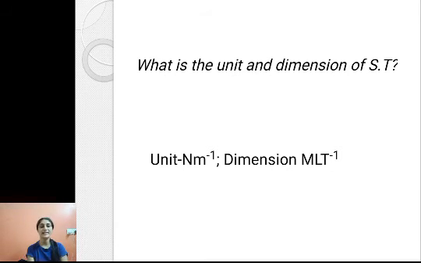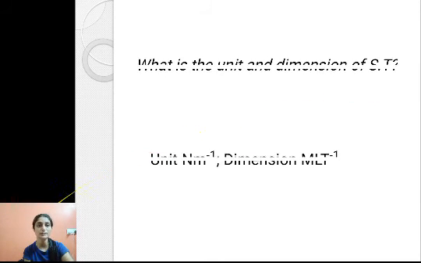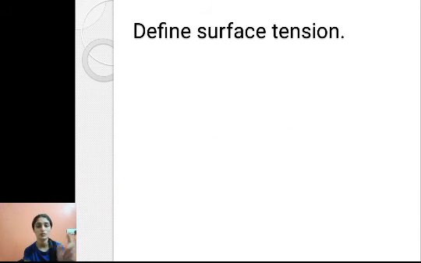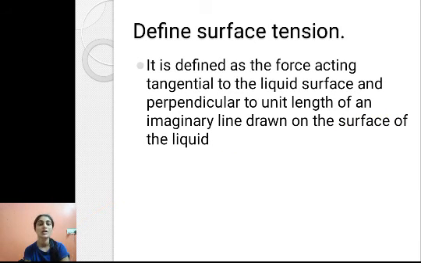What is the unit and dimension of surface tension? The unit is Newton per meter, and the dimension is MLT raised to minus 2. So what is surface tension? If we define surface tension, it is the force acting tangential to the liquid surface and perpendicular to the unit length of an imaginary line drawn on the surface of the liquid. If you check the definition of surface tension, then you will also know that the unit of surface tension is force per unit length, that is Newton per meter.